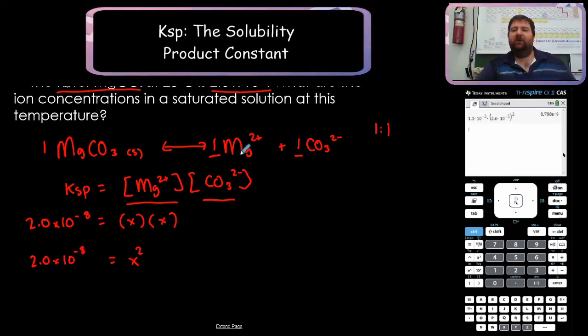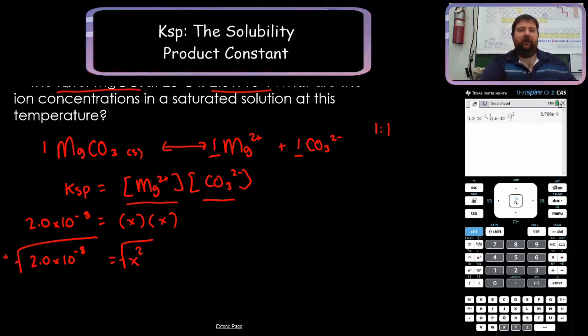So as long as you know the ratios, you're going to be fine, right? It's 1-to-1, X squared. How do I solve for X here? I need to take the square root of both sides. Now we know when you take the square root of something, you're going to have plus or minus, but we're dealing with ions here. You can't have a negative amount of ions, so we're only going to work with the positive value. And at this point, you just need to toss this into your calculator.